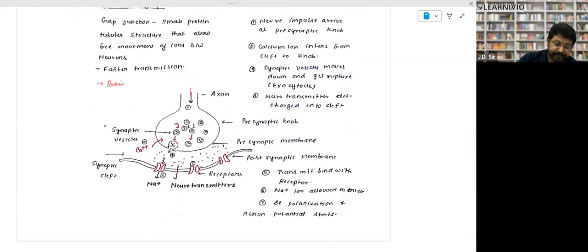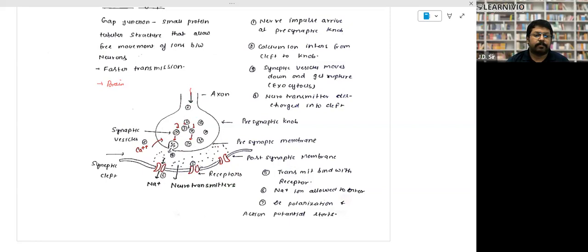This is the presynaptic node, meaning it is a part of the first neuron. This is the postsynaptic membrane, meaning this is part of the other neuron. There is a gap between them. Right? What happens? When the information reaches the tip of the axon, it starts absorbing calcium. First, the information will come. It will start absorbing calcium ions inside it. Due to absorption of calcium ions, what will happen?